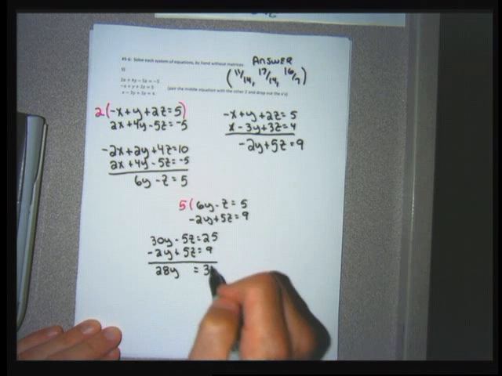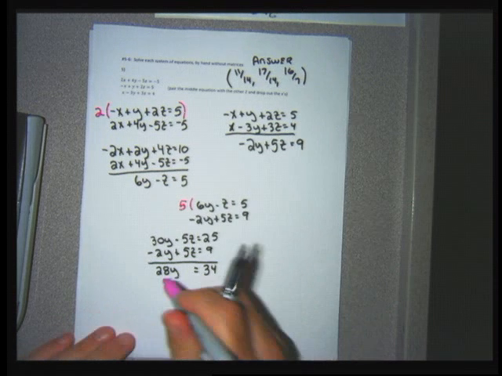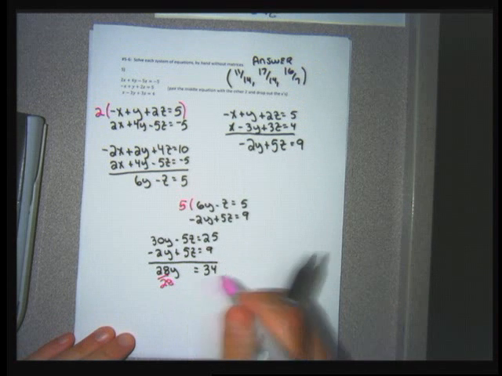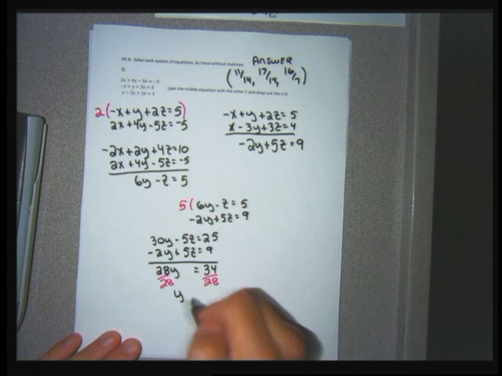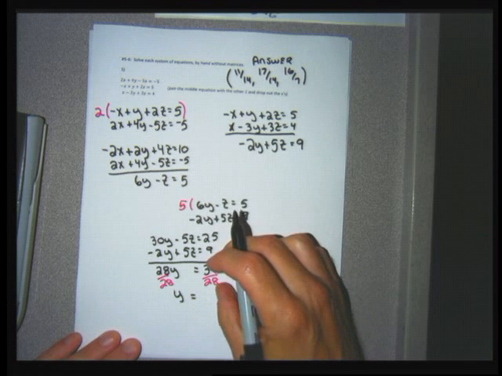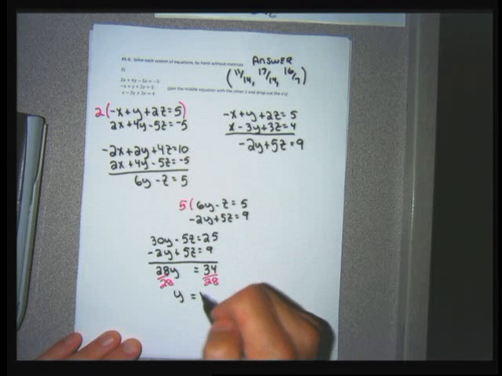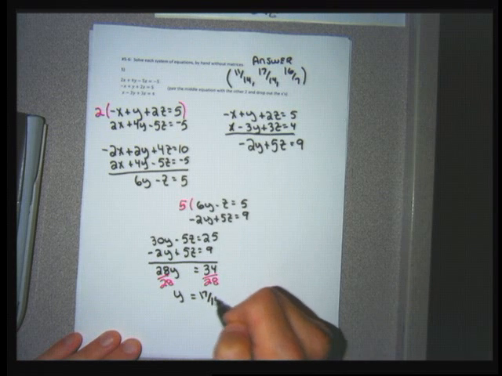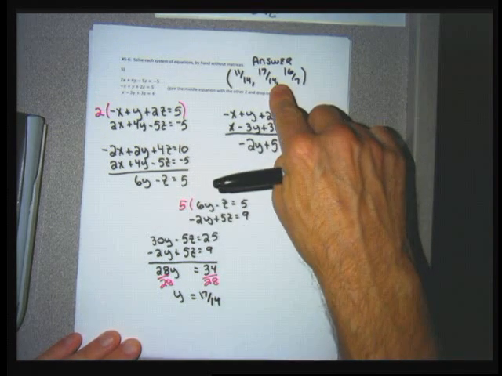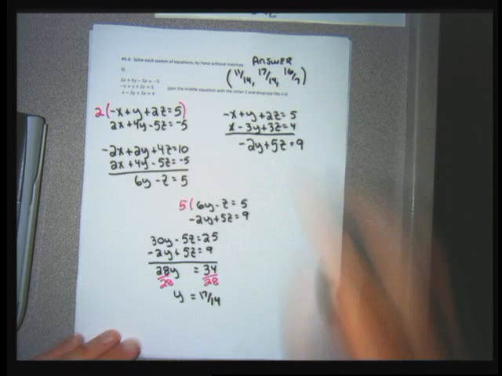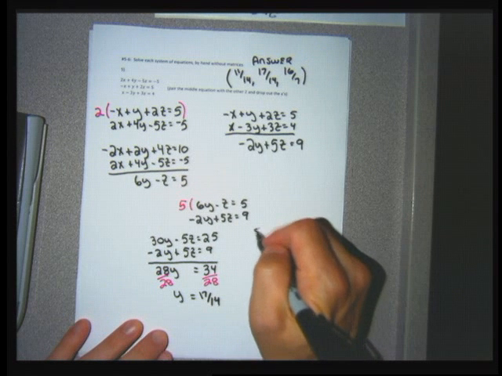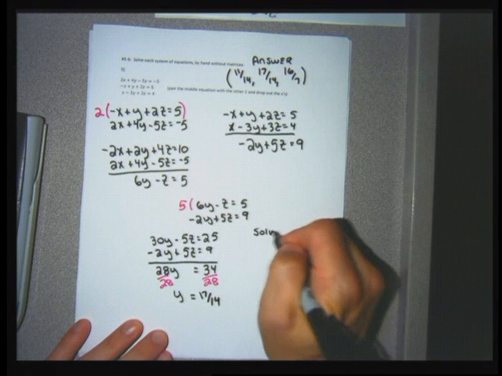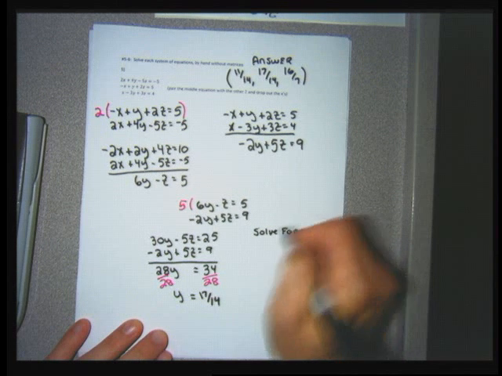equals 34. I'm going to divide both sides by 28. And on the left side, I get a nice simplification. On the right side, both of those are divisible by 2. 34 divided by 2 is 17. 28 divided by 2 is 14. That's the 17 over 14 part of my answer. Now I'm going to solve for y. I'm going to do this right off to the side here.